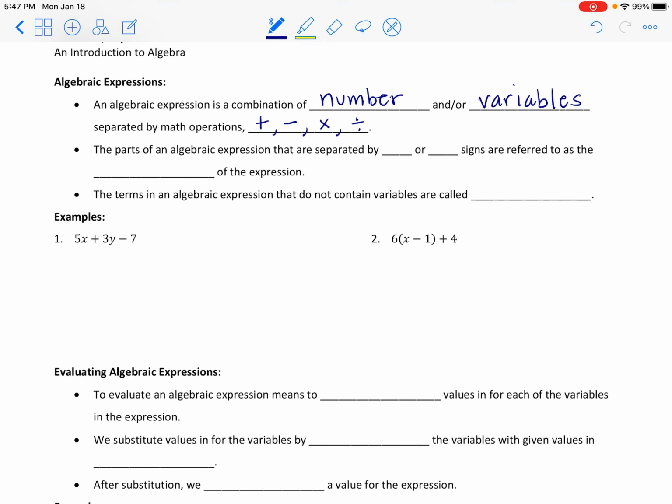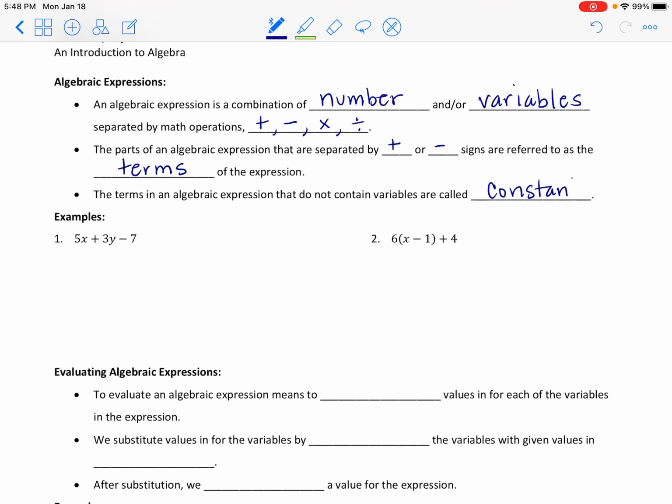Now, the parts of our algebraic expression that are separated by just the plus and minus signs, the parts that are separated by addition or subtraction, those are referred to as the terms of the algebraic expression. Depending on how many things are being added or subtracted will tell us how many terms we're looking at. And the terms in the algebraic expression that don't have any variables, those are called constants.